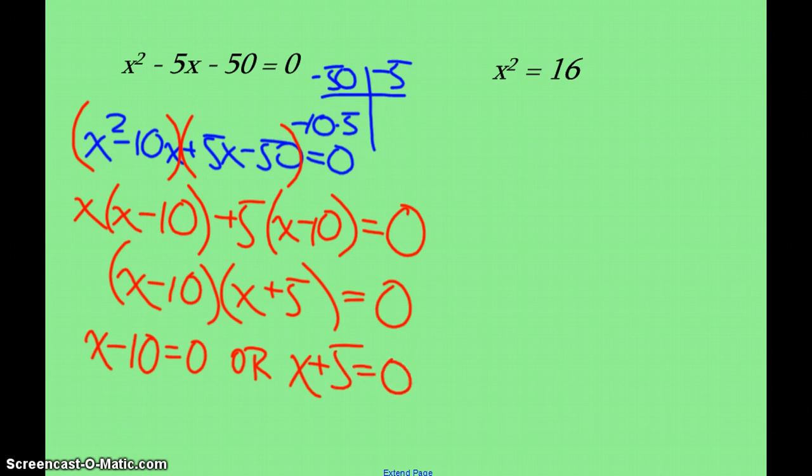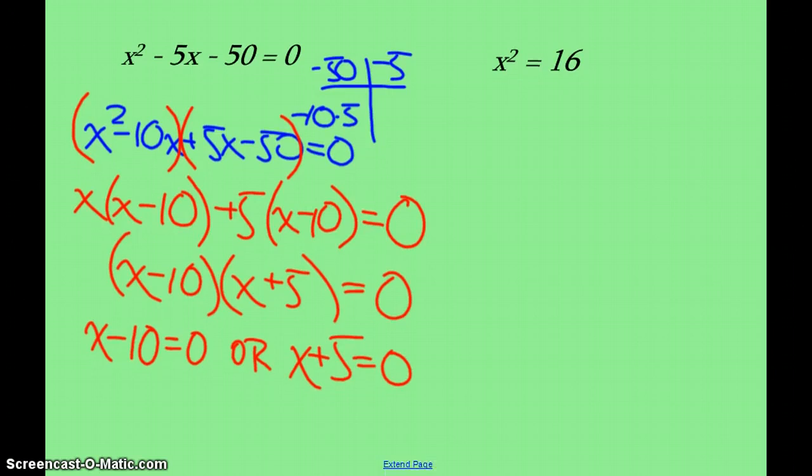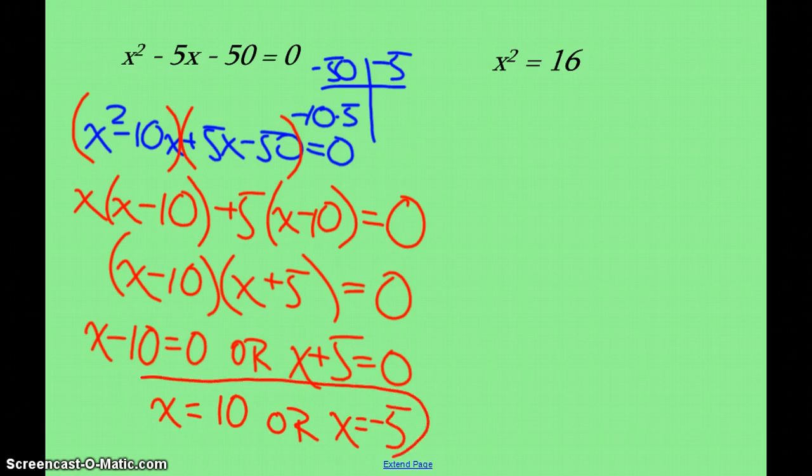And we solve. So our solutions for this particular quadratic equation are x equals 10, or x equals negative 5. There we go. AC method coming to our rescue to help us solve this equation. So that's one way to go about solving it.